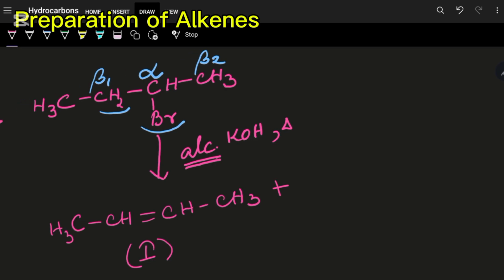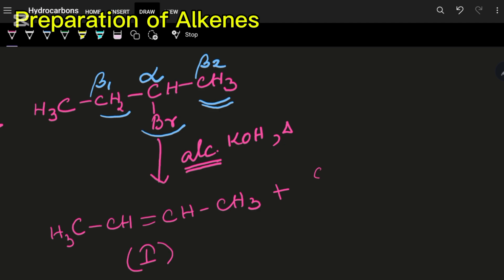Next, I can get elimination of Br from alpha, and from beta 2 I can get H eliminated. So there will be a double bond between alpha and beta 2. So CH3, CH2, CH, double bonded CH2. This is another product, because I said as many types of beta H. So mark my word, I did not say as many beta H. There can be many beta H, but as many types of beta H.